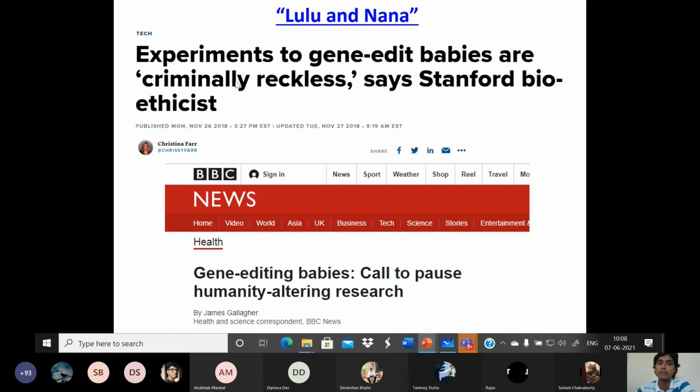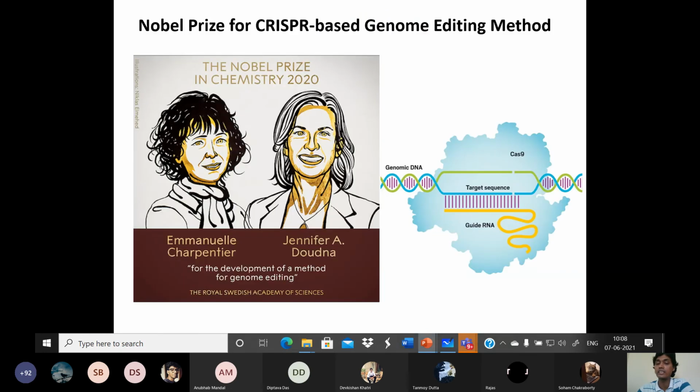Experiments to gene edit babies are criminally reckless, says the Stanford bioethics community. And here in BBC News, gene editing babies: call to pause humanity-altering research, because it will create a lot of problems also. That part you have to understand, right? As a result, there was a lot of deliberation, and finally that person is, as I told, behind the bar. So these things are good when you are doing them for good, and if you use them in a different way, then it is bad. So this one is the last slide.